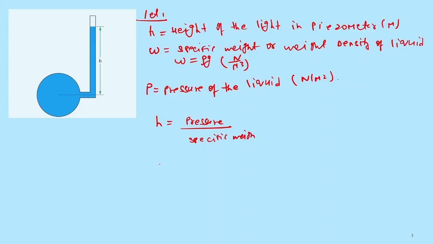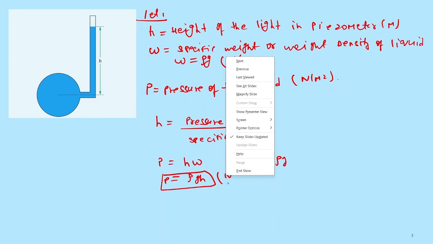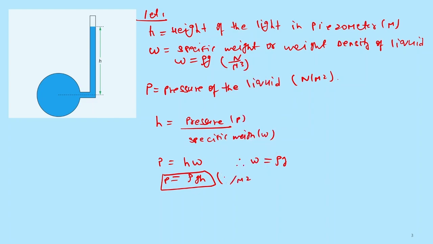So from here we can write P equal to h W, and we know that W equal to rho g. So it will become rho g h, since W equal to rho g. And we can write the unit Newton per meter square. This is all you have to prove.